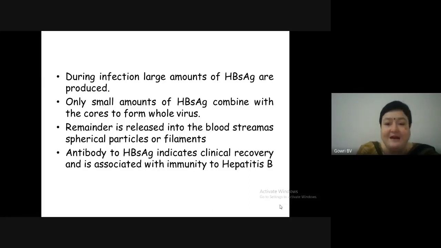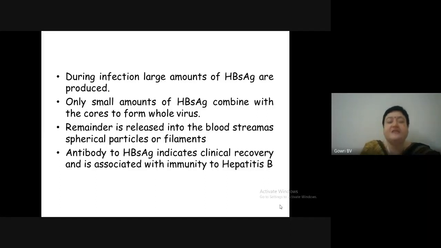They are released in the bloodstream. In case hepatitis B surface antigen in a larger amount is supplied to the bloodstream, it indicates very clearly that the hepatitis B surface antigen is inducing clinical recovery because it is not combined with core antigen, and that is the reason why we are removing the hepatitis B surface antigen, isolating the DNA responsible for it, and then we are going to clone it into the yeast cell.